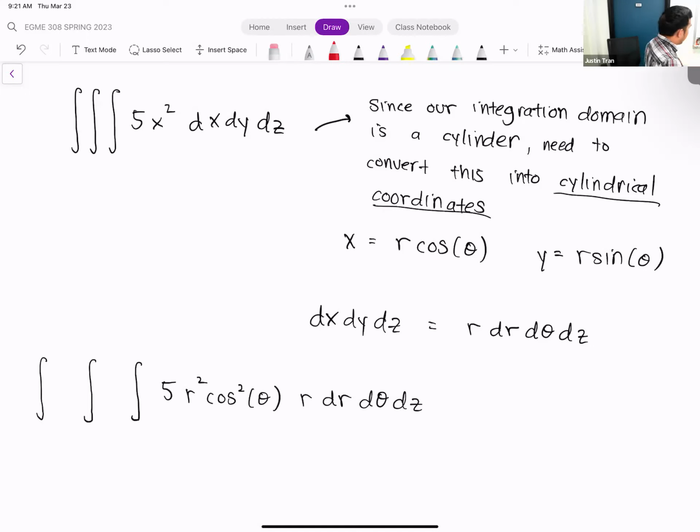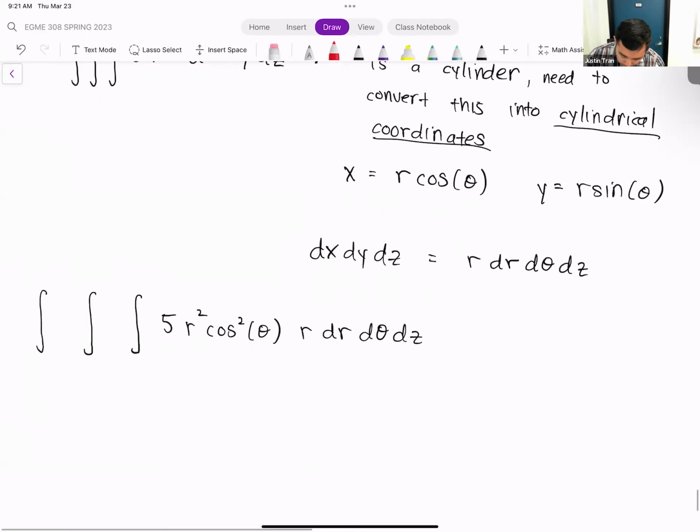We're getting close. We're almost at a point where we can evaluate this integral. The last thing we need here is just the integration bounds. The innermost integral is going to be our integration bounds on r, r being the radius of our cylinder. If you go back to the problem statement, we know that our cylinder has a radius of a. So our integration bounds in r are going to be 0 to a. That's the innermost integral.